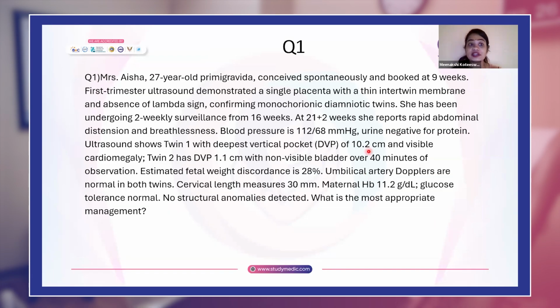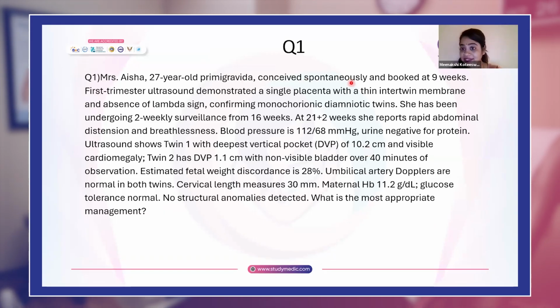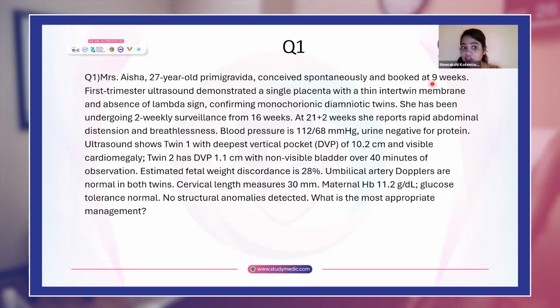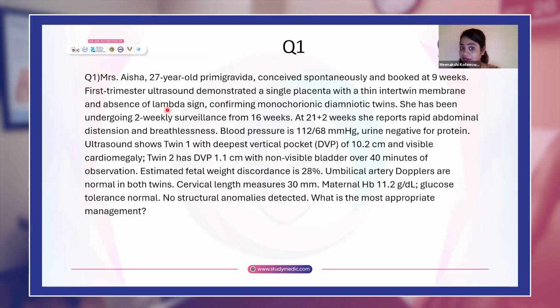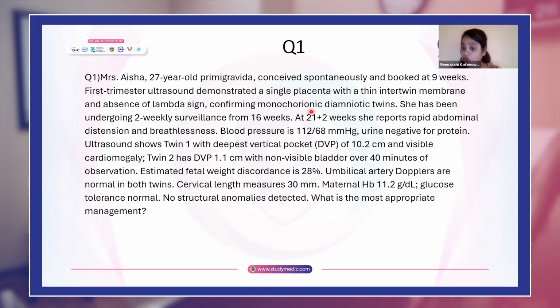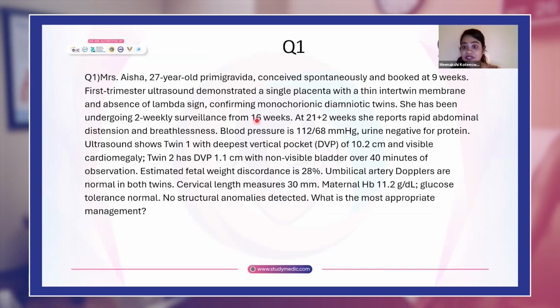So the first question is that Mrs. Aisha, who's a 27-year-old primigravida, had a spontaneous conception, booked at 9 weeks. First trimester ultrasound shows that there is a single placenta with a thin intertwin membrane and absence of lambda sign, which is confirming that it's monochorionic diamniotic twins. She has been undergoing 2 weekly surveillance from 16 weeks.